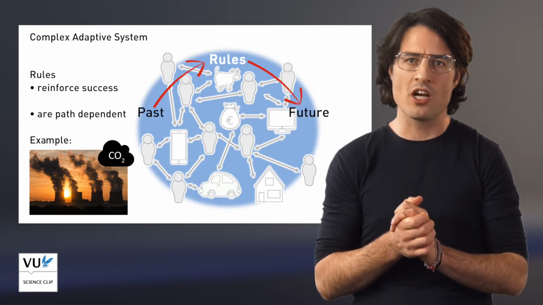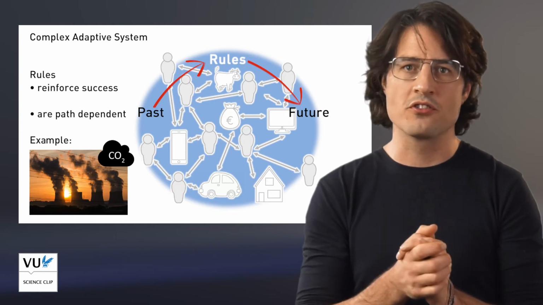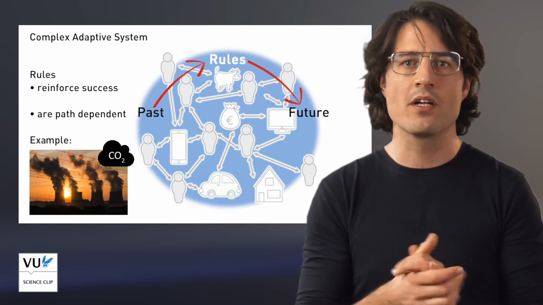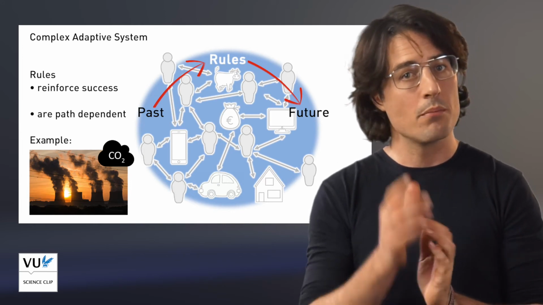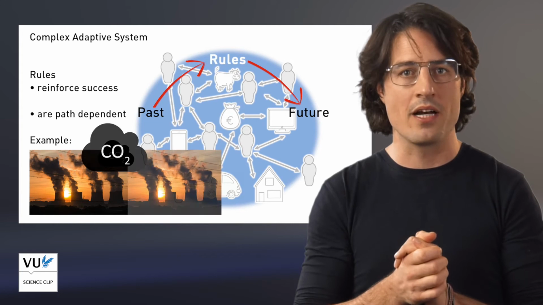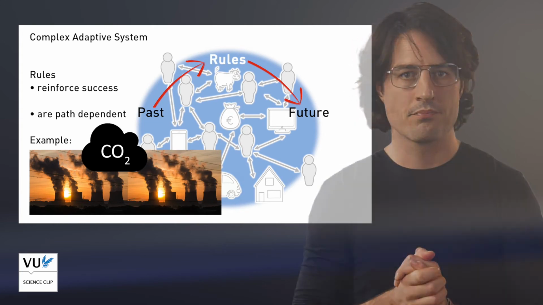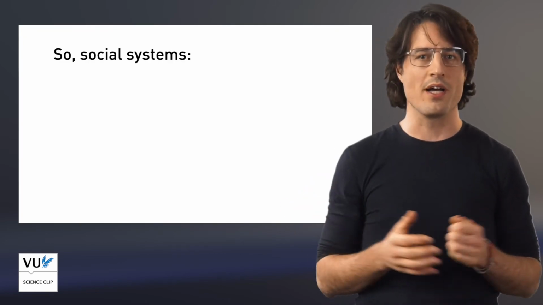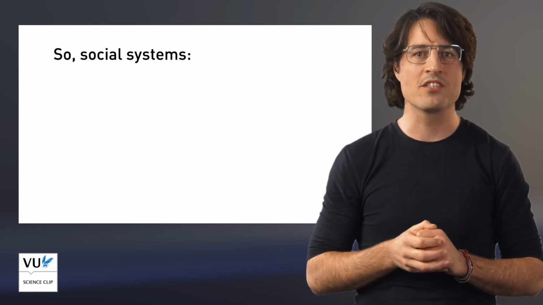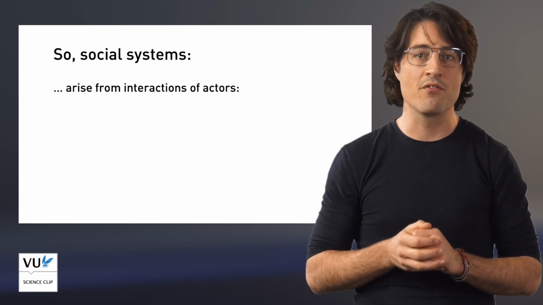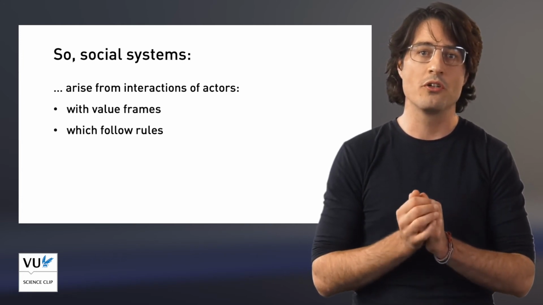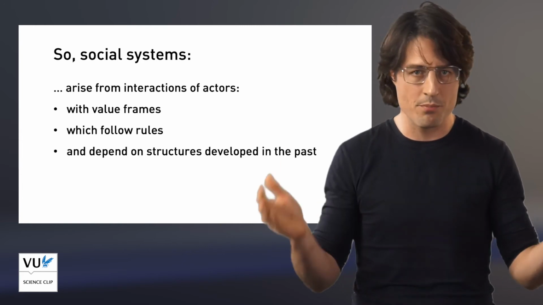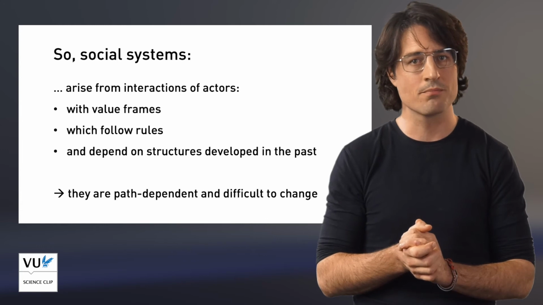And as my colleague Dr. Schuitmaker argues, look especially for the successes in the current system to understand why it is so difficult to do something about the problems in the system, because these problems are often the negative side effects of these successes. So let me summarize. Systems behavior is based on the interaction of actors who have a value frame, follow rules using structures that were developed in the past, making them path-dependent and difficult to change.